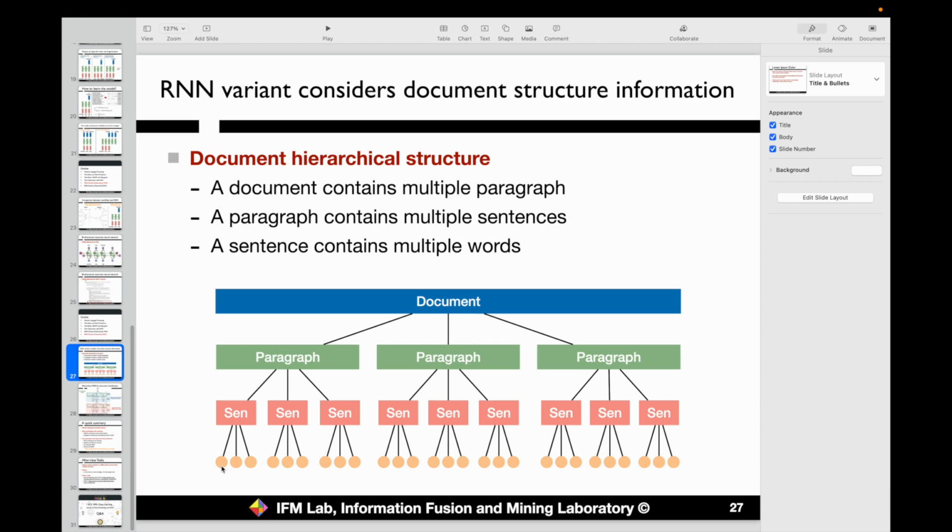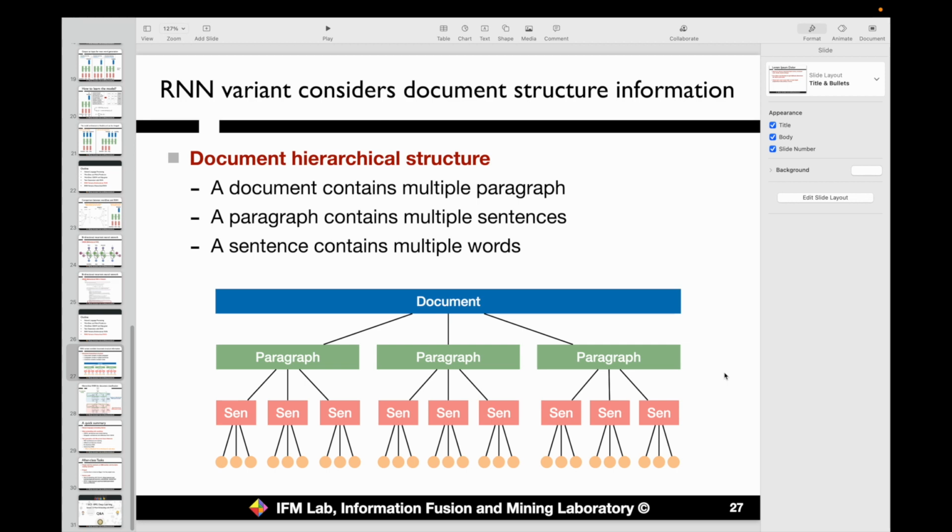Also, even though some parts are very far away in the document, they actually have some correlation in their semantic meanings. So some people propose to consider this hierarchical structure of documents in learning, especially for the representation learning of the paragraphs and the sentences, for example. And you may wonder why we need to consider this. Why not just consider it as one sequence of data?